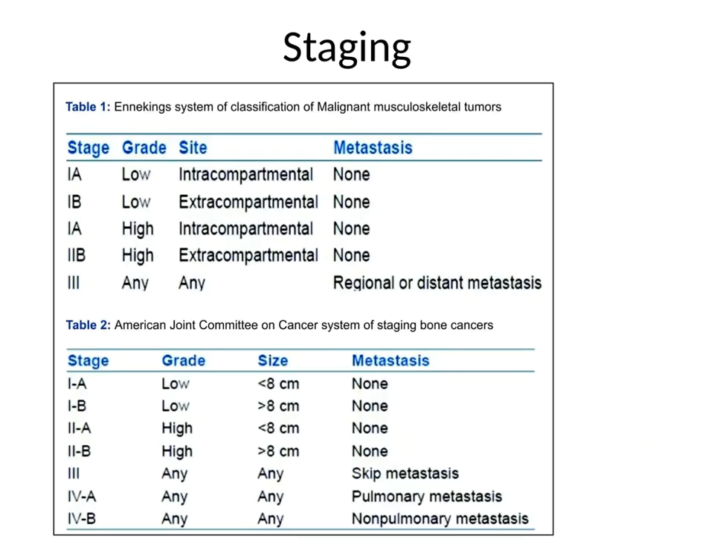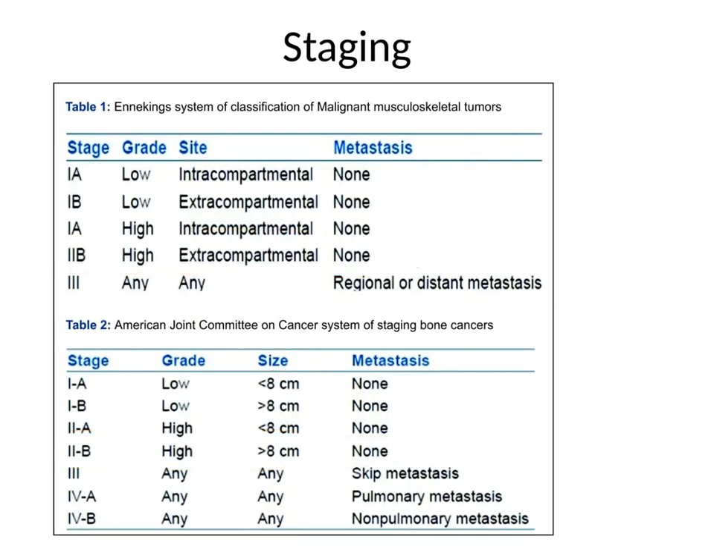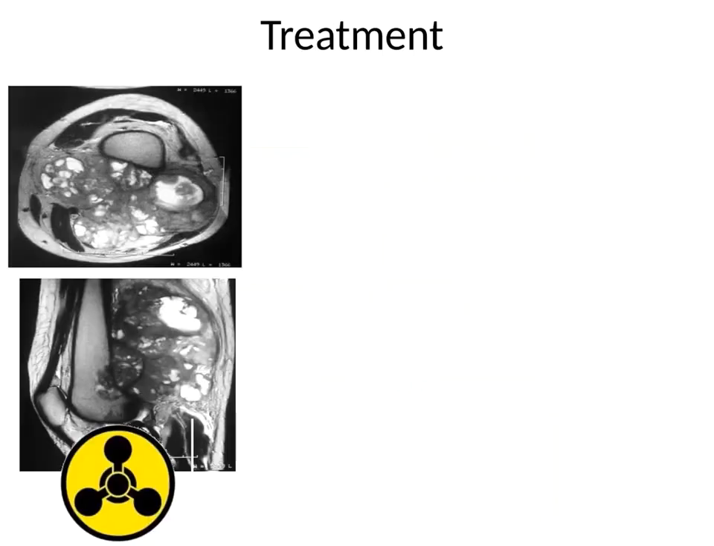The Enneking staging system is commonly used in bone sarcoma. The AJCC has also proposed a staging system adapted to bone sarcoma, which is based on the size of the tumor rather than the site. According to both systems, the tumor is staged 2B. The treatment of Ewing sarcoma is well codified, and in all cases neoadjuvant chemotherapy is required.